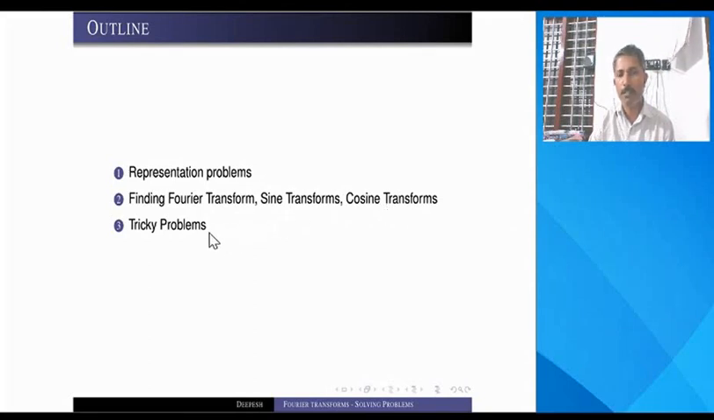And at the end we'll see some tricky problems which cannot be solved directly. So the first two are basically using the definition of Fourier transforms and representations. Of course, there is a fourth category which involves the usage of properties of Fourier transforms and sine transforms, etc. So that we have already covered in the previous videos, so I will not be discussing that.